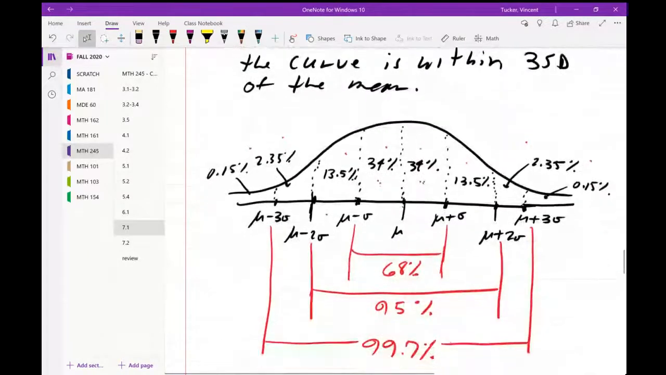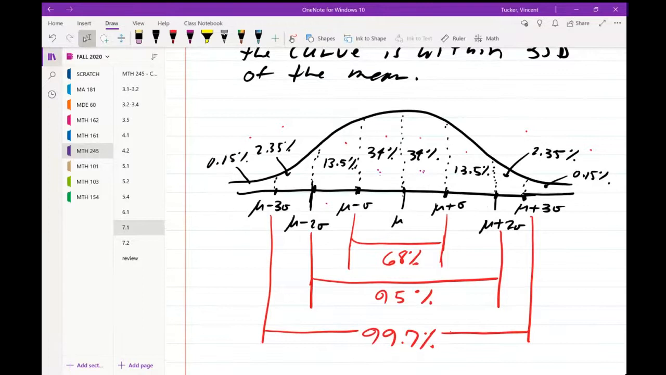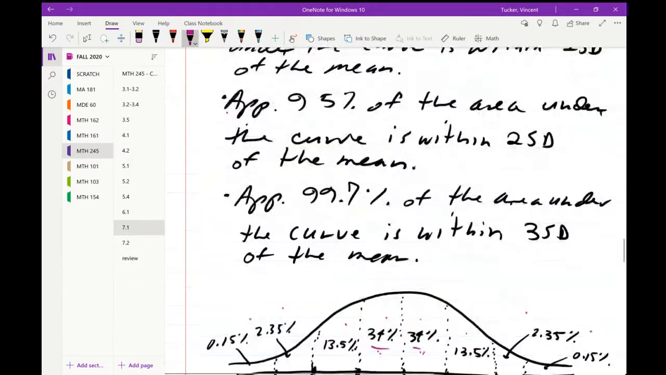So just generic, this is the graph that matches the empirical rule. In other words, we're going to have our mean in the middle. If I were to add a standard deviation and subtract the standard deviation, that gives me 68% of my data. 34 and 34, it gives me 68.